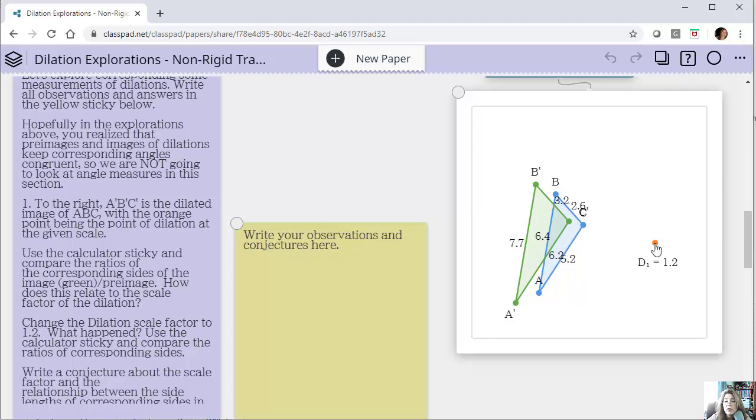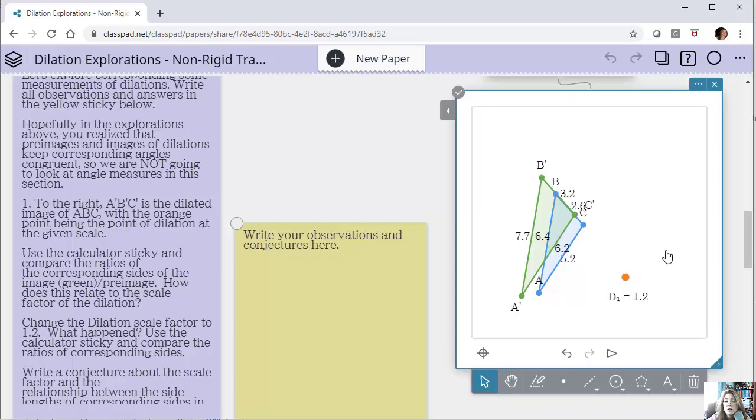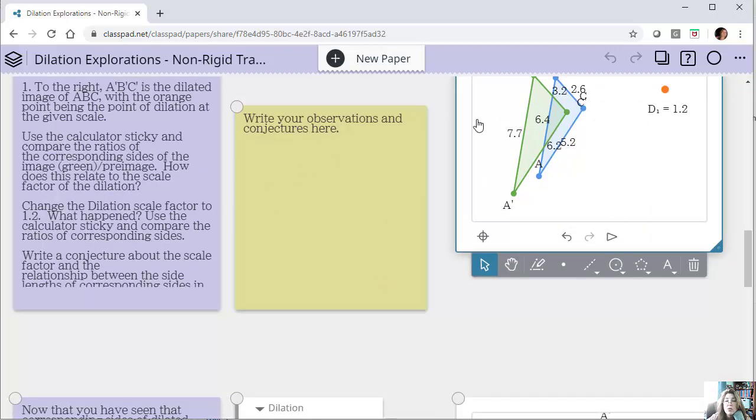They can move the dilation if they want, so that they can maybe move the point so they can see the sides a little bit better. And then they're going to compare the corresponding side ratios again and come to the same conclusion. So the whole point of this activity is to understand that the scale factor gives you the ratio between corresponding sides. That's where we're going with this.